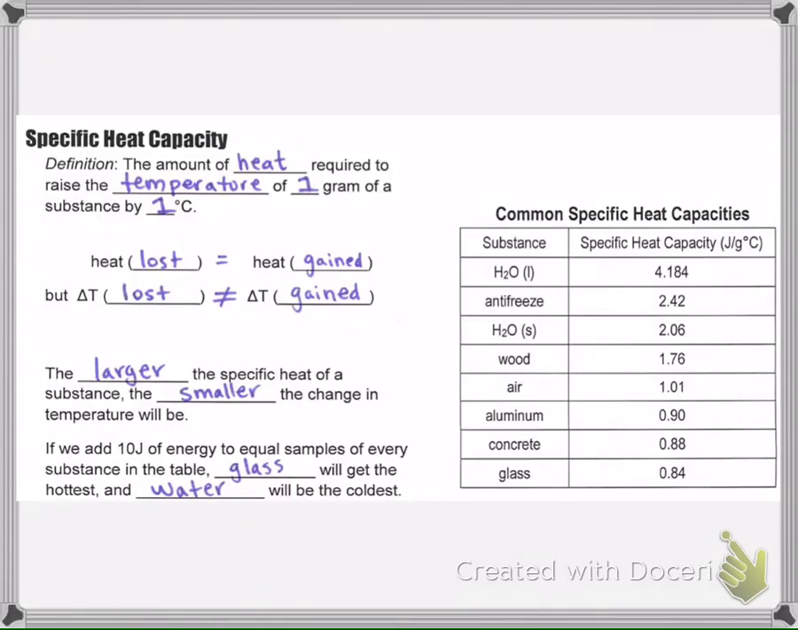Hello, my dears. Today we'll be talking about specific heat capacity. Every substance on Earth has a specific heat. If you pay attention to the unit, it is joules per gram degrees Celsius. The unit itself tells you what specific heat is. Joules is a unit of energy, grams is mass, and of course degrees Celsius is temperature.